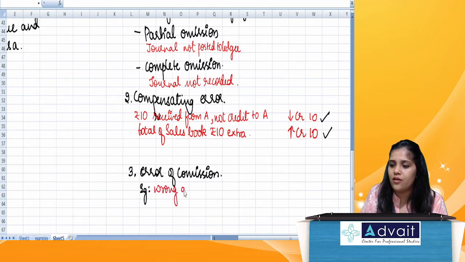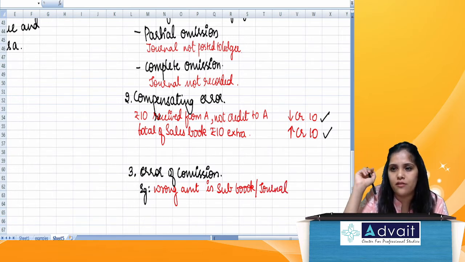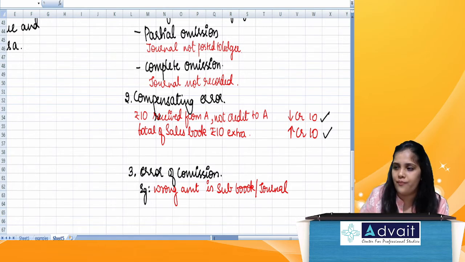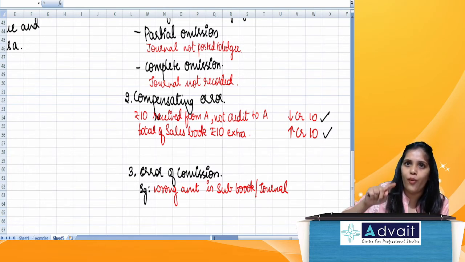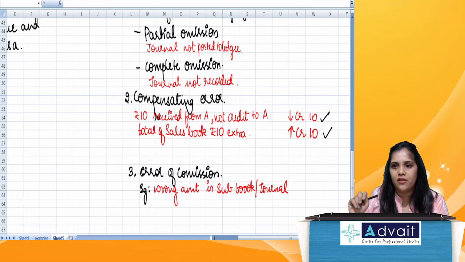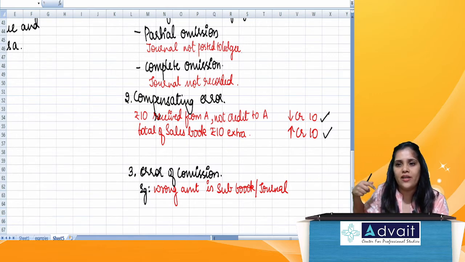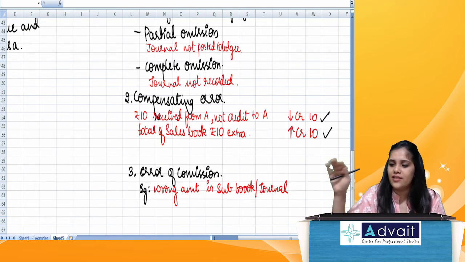Wrong amount in subsidiary book or journal. When you are passing the journal entry, the amount was 1000 but you wrote 10,000. Error of commission. Then when you have to post from journal to ledger, you had to debit but you credited. You had to debit purchases account but you debited purchase return account. So all these other types of error which do not find place in the first three come and sit here.